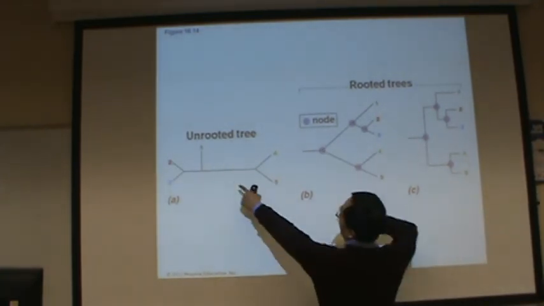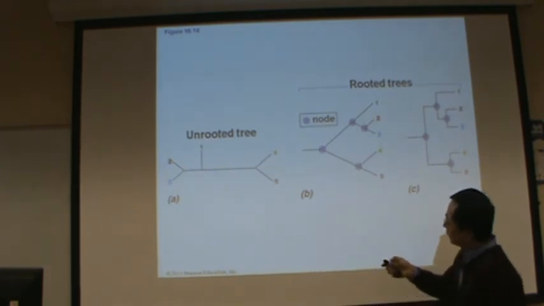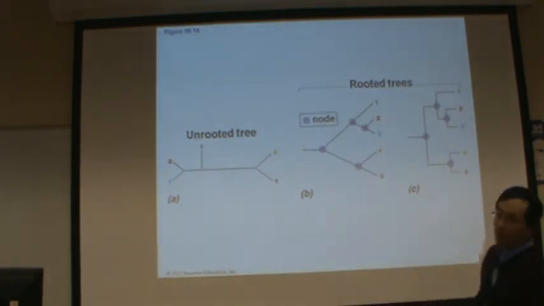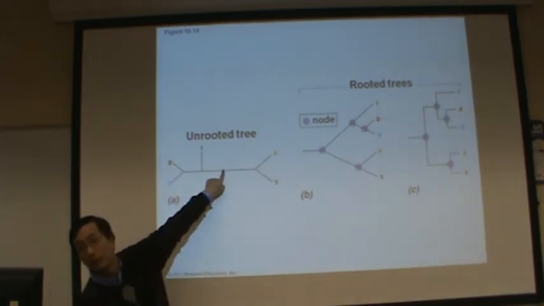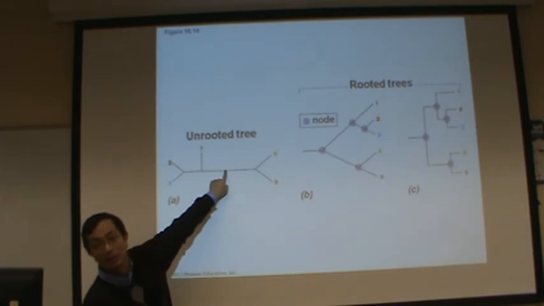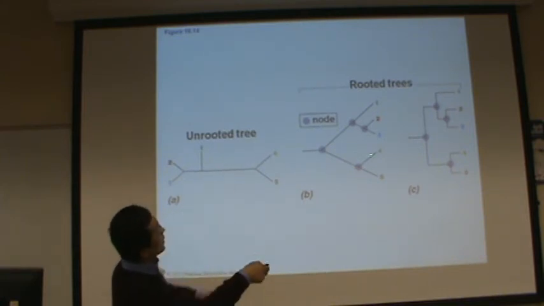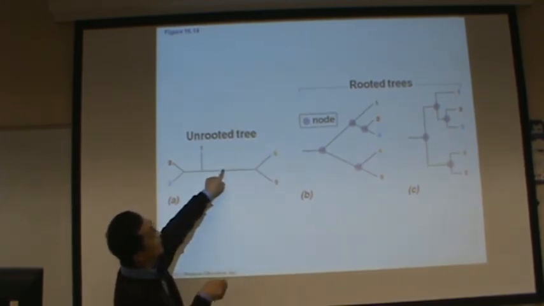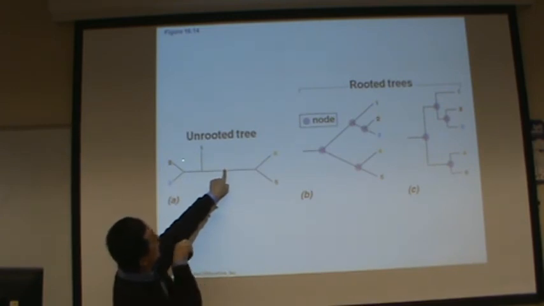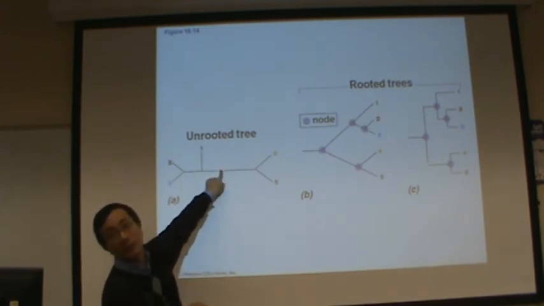Where is the root on this side? Is it here, at the end of one? No. Here? Is it here? So here's the root. You have 1, 2, 3 on one side, and 4 and 5 on the other side. So you have 1, 2, 3 on this side, and 4 and 5 on the other side. So the root is here. Oh, okay.